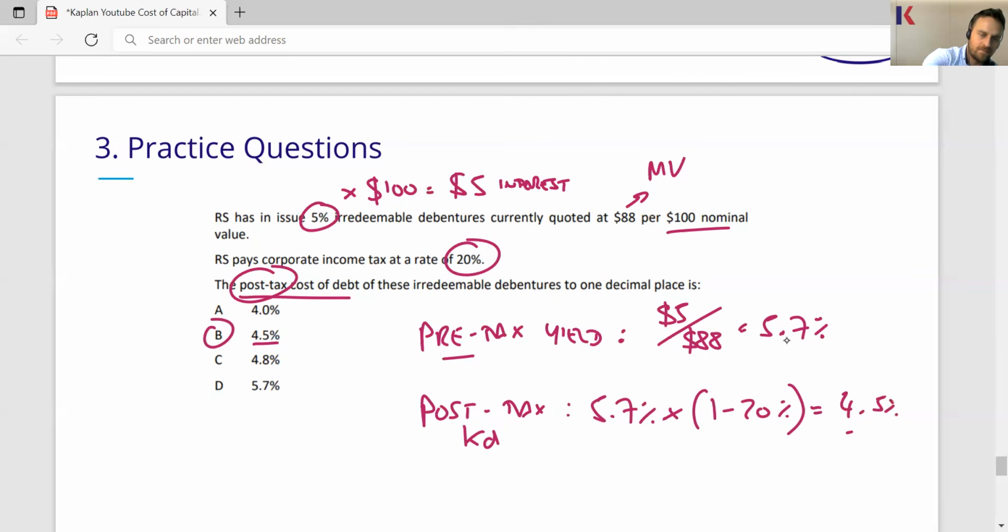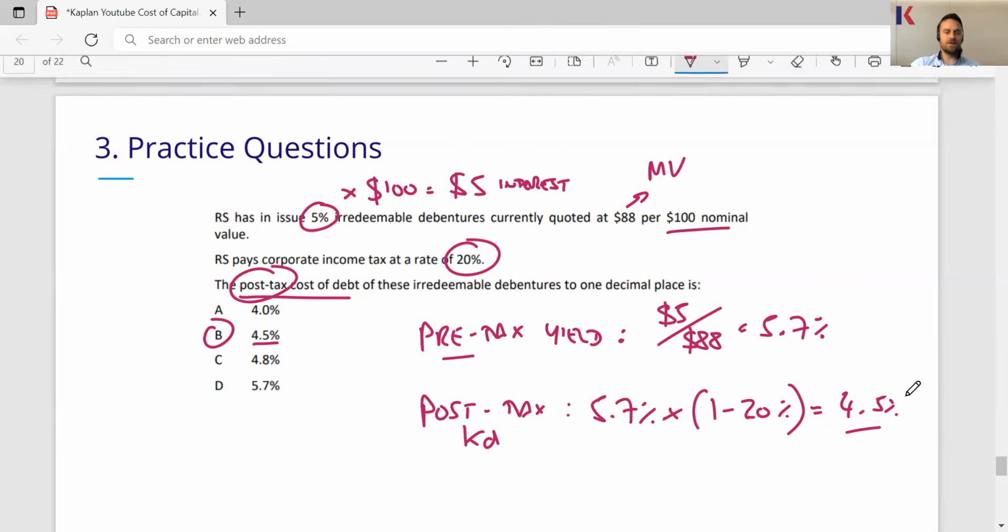Now, if you do 5.7% as it actually is times 1 minus 20%, you won't get exactly 4.5. I think you end up with maybe 4.6. But if you just leave it in your calculator, because that's rounded to 1 decimal place there, and then times it by 1 minus 20%, you'll get the 4.5. So that's fine. Okay, so remember that's the cost to the company. As an investor, I'm getting a 5.7% return, but the cost to the company because of the impact of tax relief is only 4.5%.